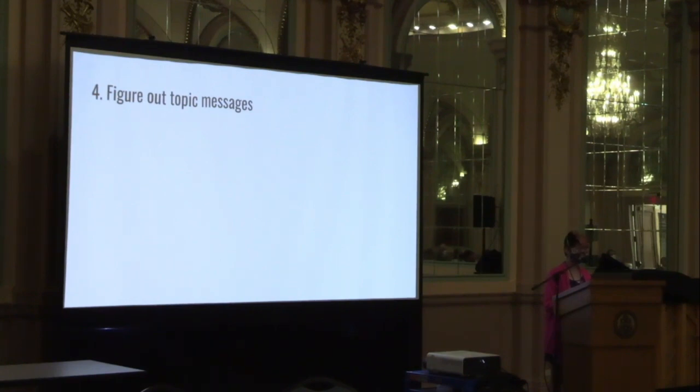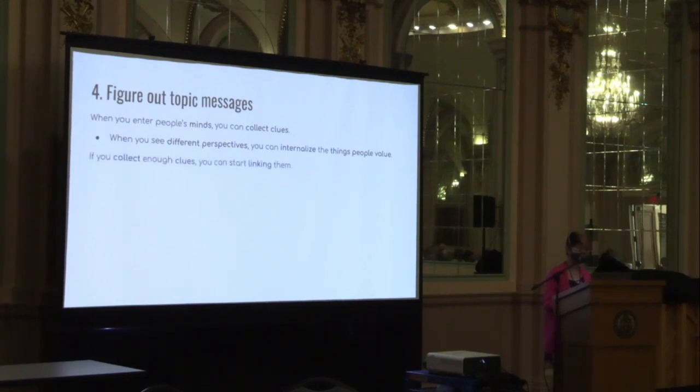To start simple, you can phrase them like logic statements. When you enter people's minds, you can collect clues. When you see different perspectives, you can internalize the things people value. If you collect enough clues, you can start linking them. If you internalize the things people value, you can understand the relationships between them.